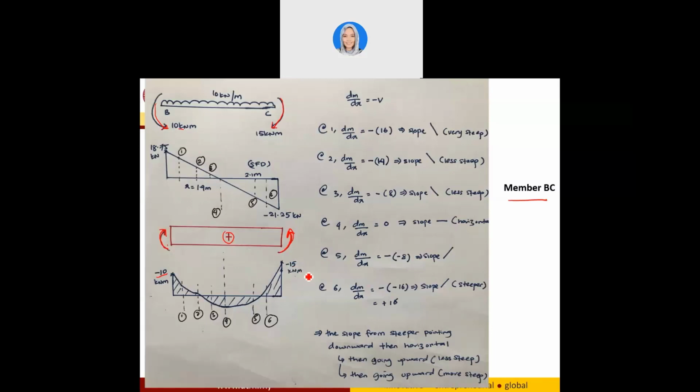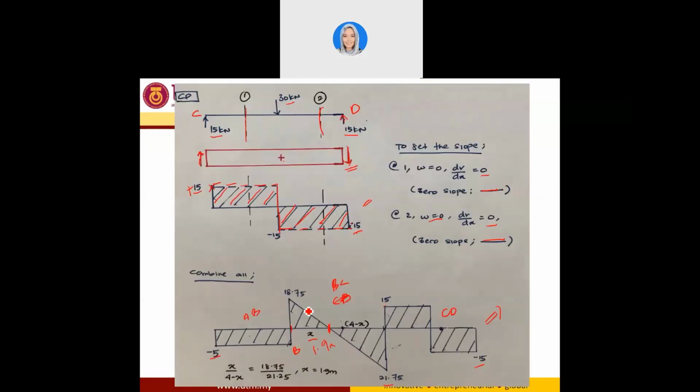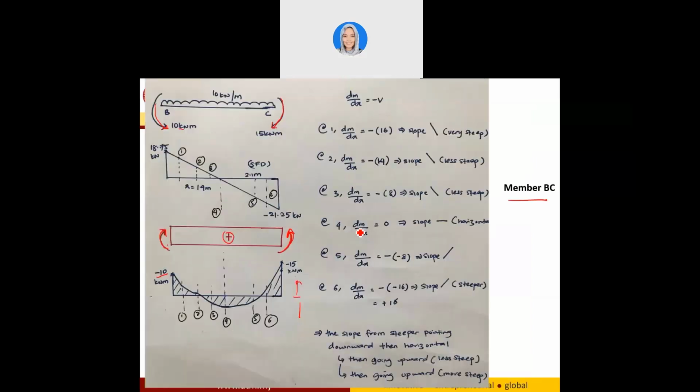So please be very careful with the shear force and bending moment diagrams. For the bending moment diagram, upward is negative and downward is positive. However, for your shear force diagram, upward is positive and downward is negative. Please be very careful with these two. So for this bending moment diagram, you have negative 10 and negative 15 at the two ends.